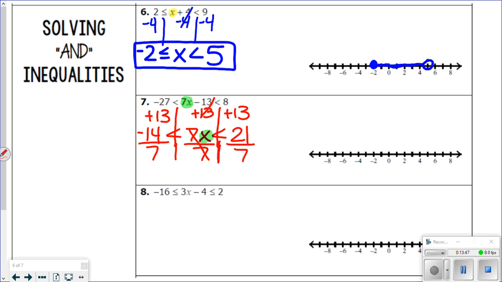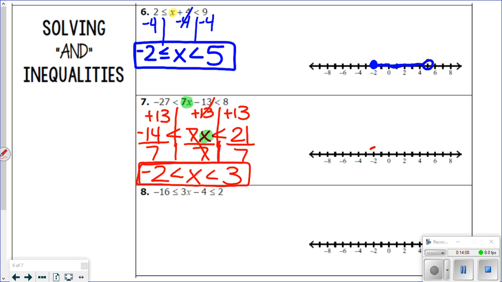-14 divided by 7 is -2. Bring down your sign. x. Bring down your sign. 21 divided by 7 is 3. And box in or circle your final answer.